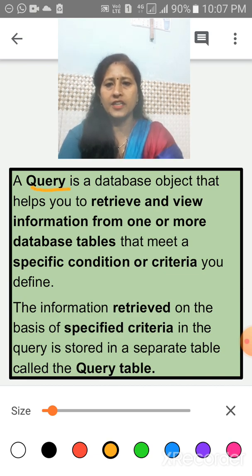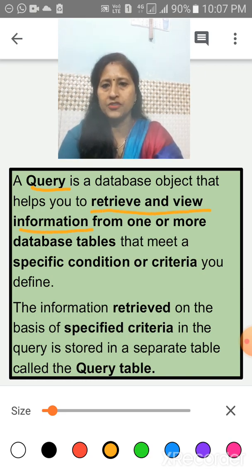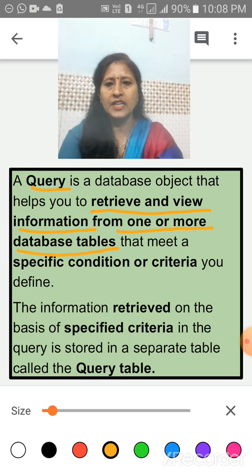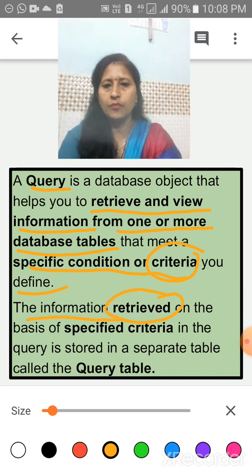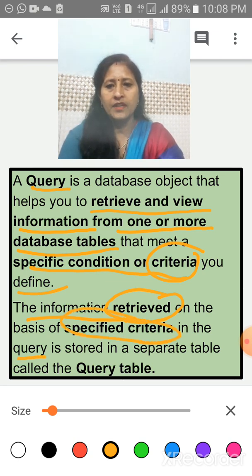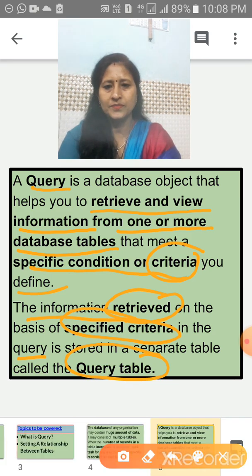Children, a query is a database object that helps you to retrieve and view information from one or more database tables that meet a specific condition or criteria you define. Children, the information retrieved on the basis of specific criteria in a query is stored in a specific table called a query table. Clear children?